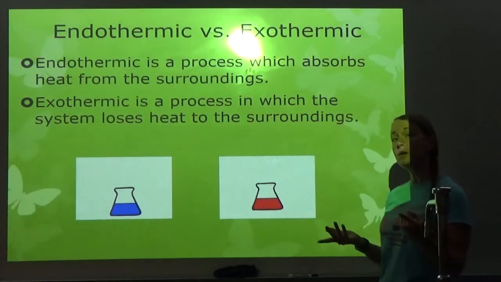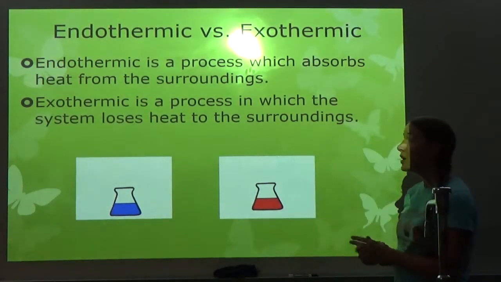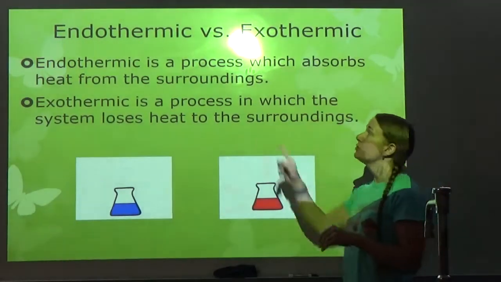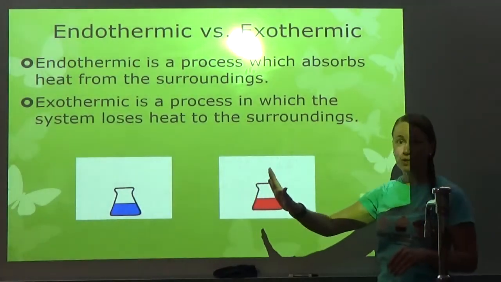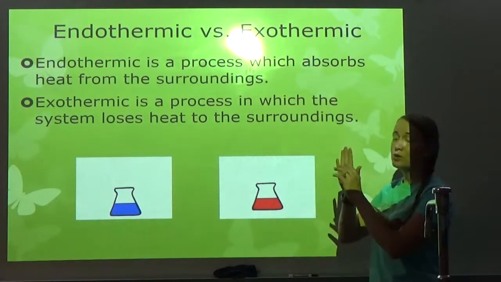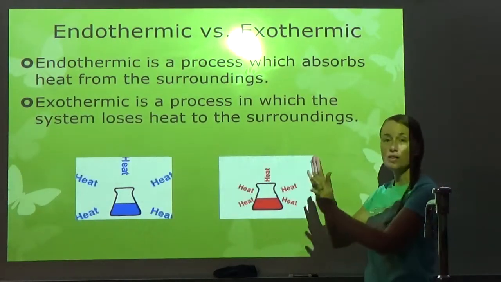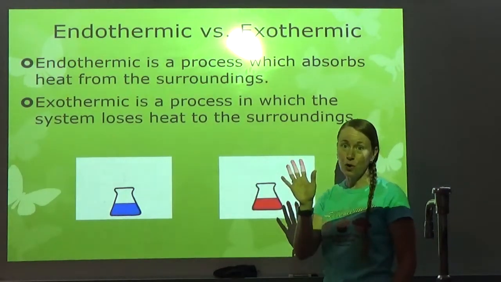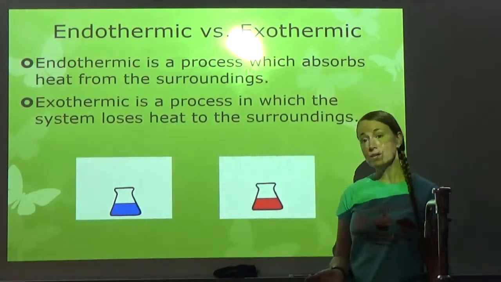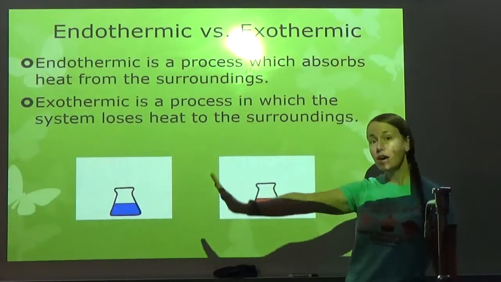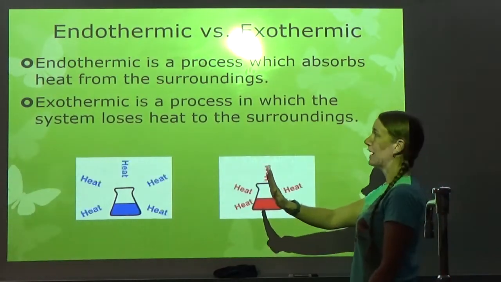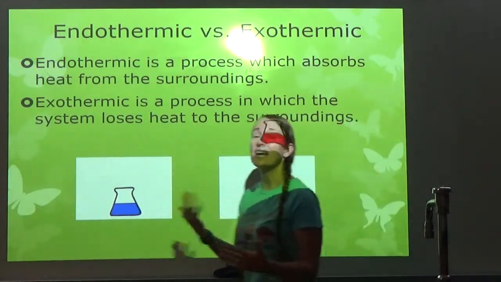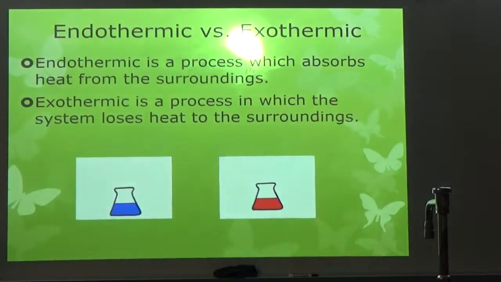The important thing to remember is it's based on the system, not the surroundings, and your hands are the surroundings. So when you touch an endothermic reaction, it is absorbing heat from the surroundings. If it's absorbing heat from your hand, it's going to feel cold. So endothermic feels cold to us. Exothermic, if you touch the beaker of an exothermic reaction, it's losing heat to the surroundings. So if heat is going into your hand, it's going to feel hot to you.